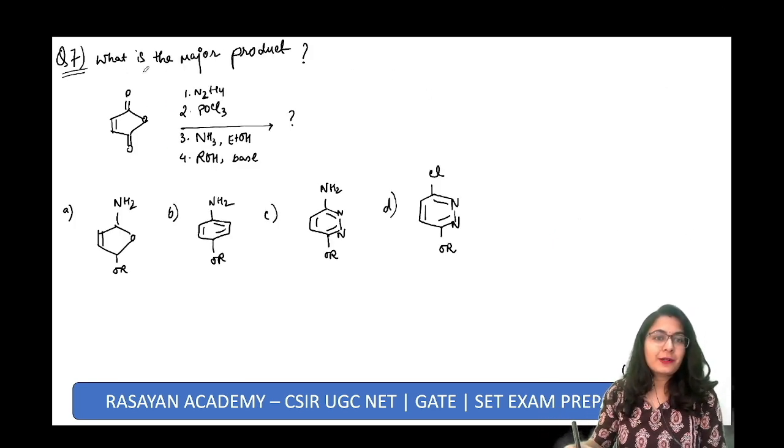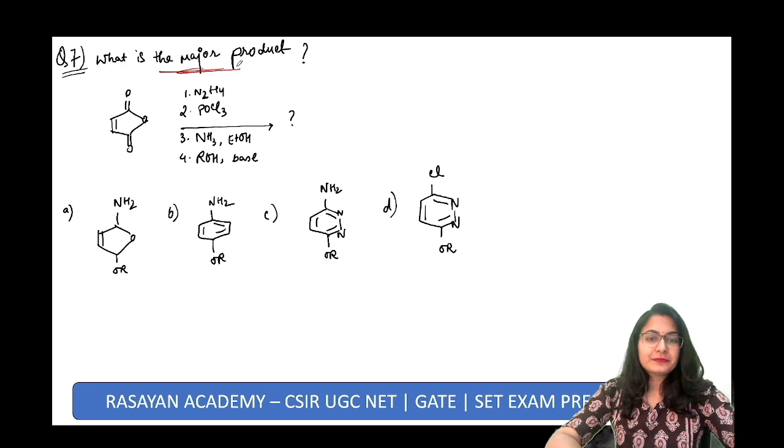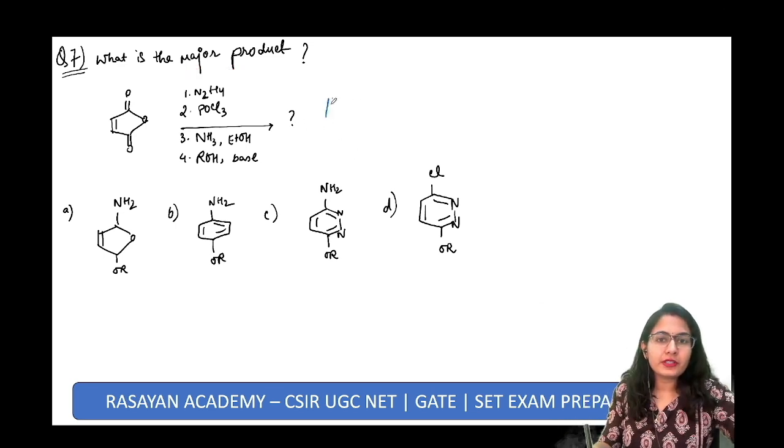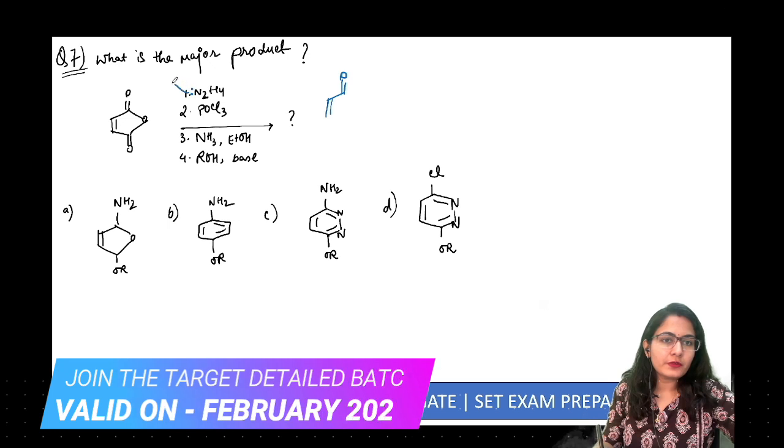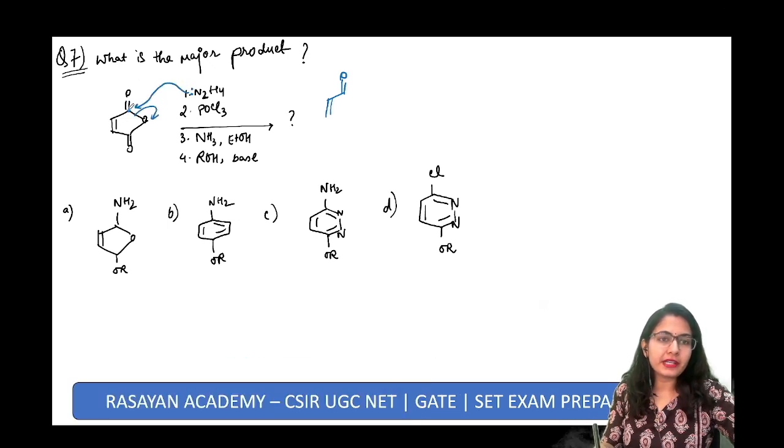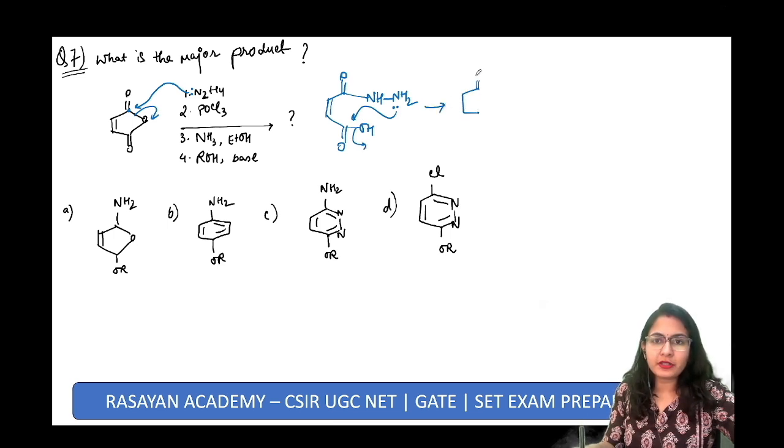Chalo, next question. What is the major product? Alright guys, if you have tried out this question, it's a very simple one. So what we're going to do first of all is, there is hydrazine and it is going to open up this anhydride by attacking on the carbonyl. It's very simple. Now you are going to get something like this in the first step. But in the second step, again, the second nitrogen of the hydrazine can do the same thing and it is going to finally give you a 6-membered ring.